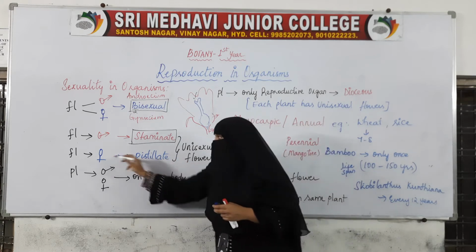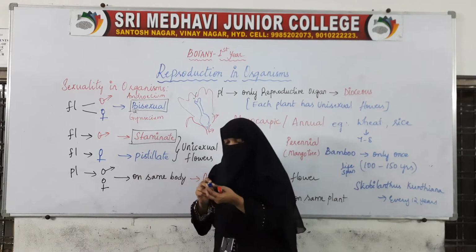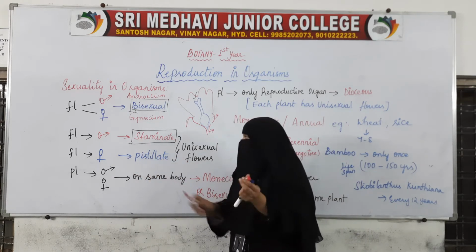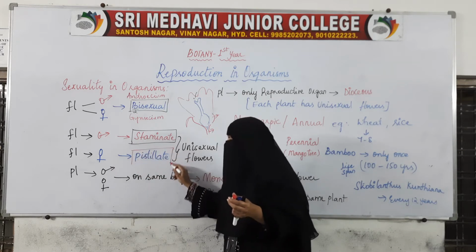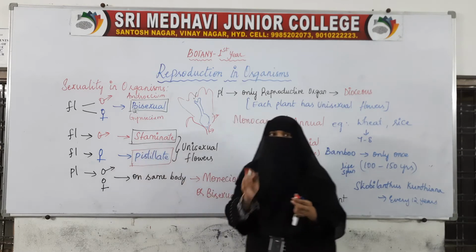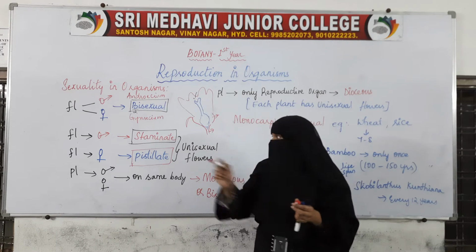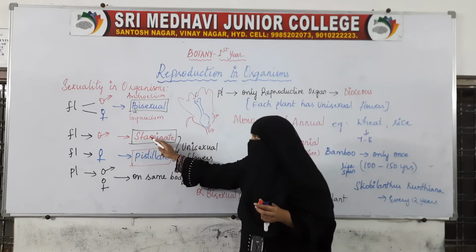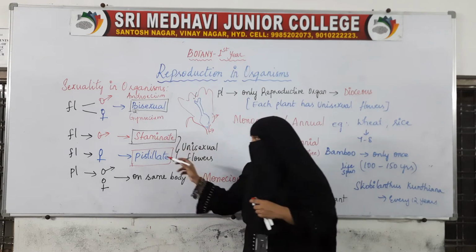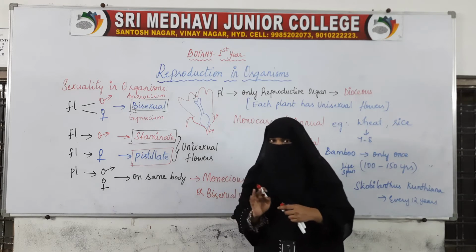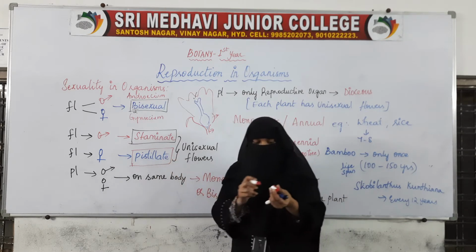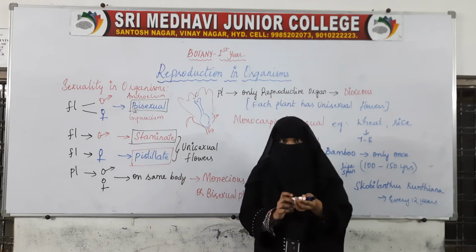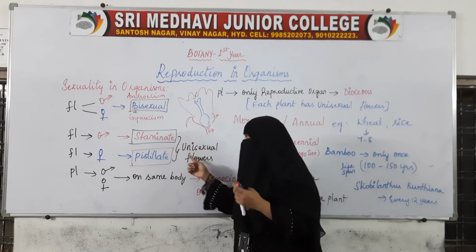So, such a flower in which we find only the female reproductive organ is called a pistillate flower, because it has pistil. As it has only stamens, it is called a staminate flower. As it has pistil only, no stamens, this flower is called a pistillate flower. And both of them are unisexual.